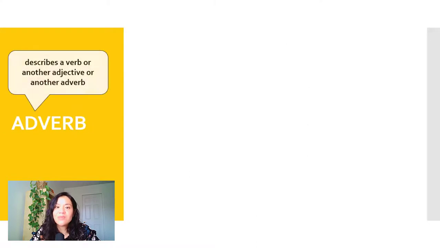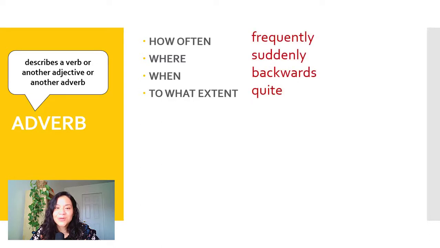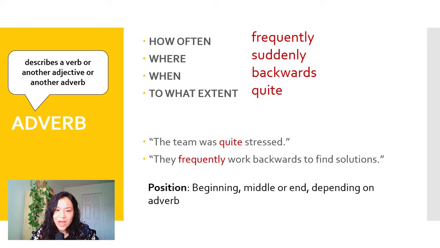Adverbs can describe or give more information about a verb, adjective, or adverb. It often tells us how often, where, when, or to what extent something happened. For example, frequently, suddenly, backwards, quite. The team was quite stressed. They frequently worked backwards to find solutions. There are different positions for adverbs in a sentence. For example, adverbs of frequency might come at the beginning of a sentence, while an adverb of place comes at the end.